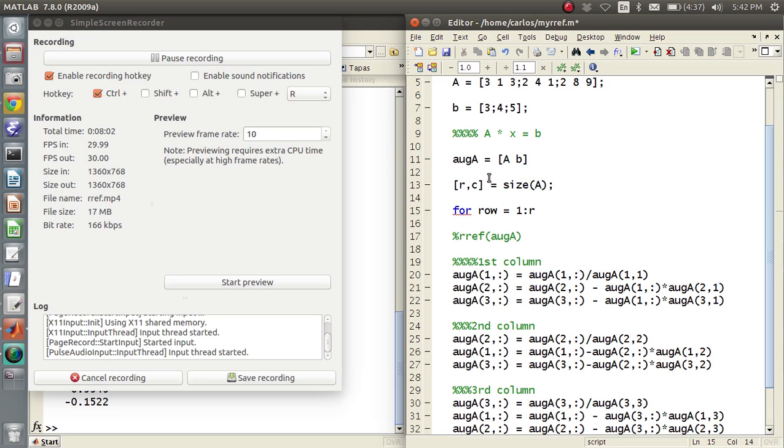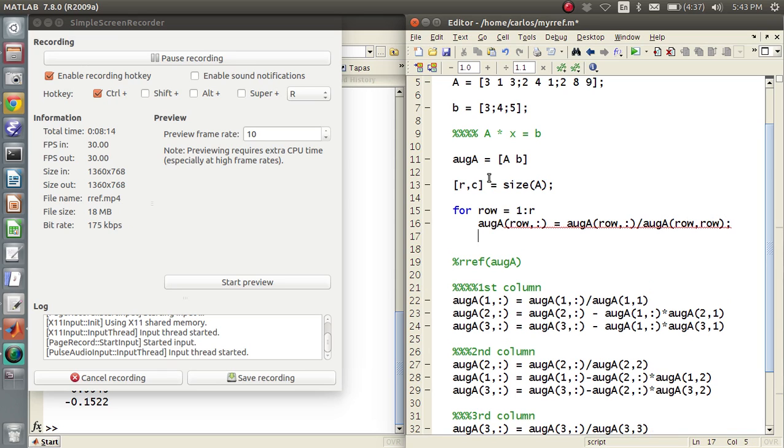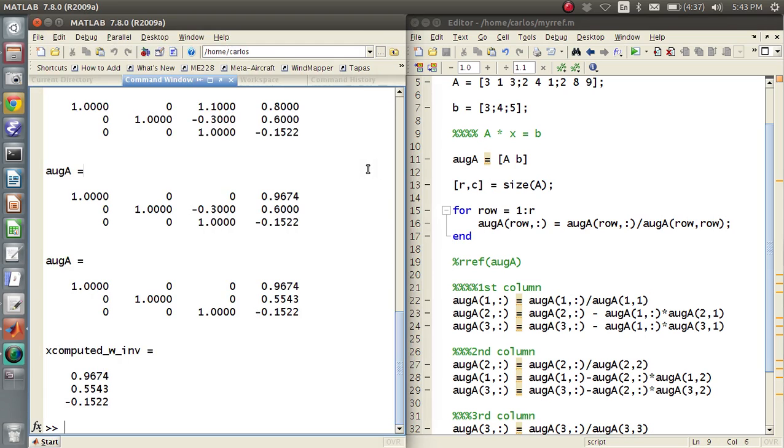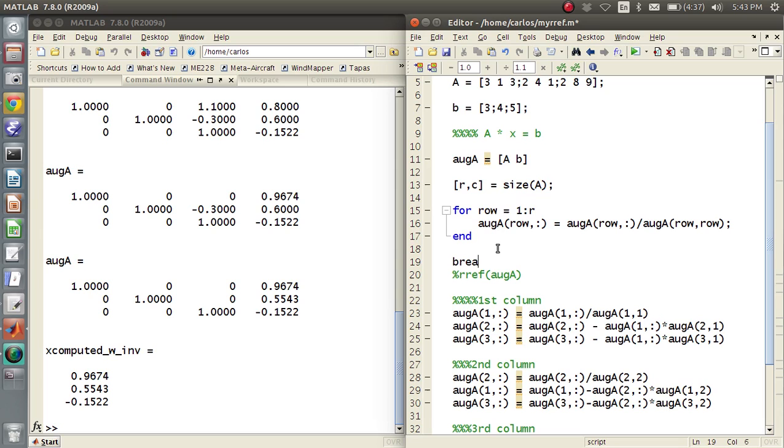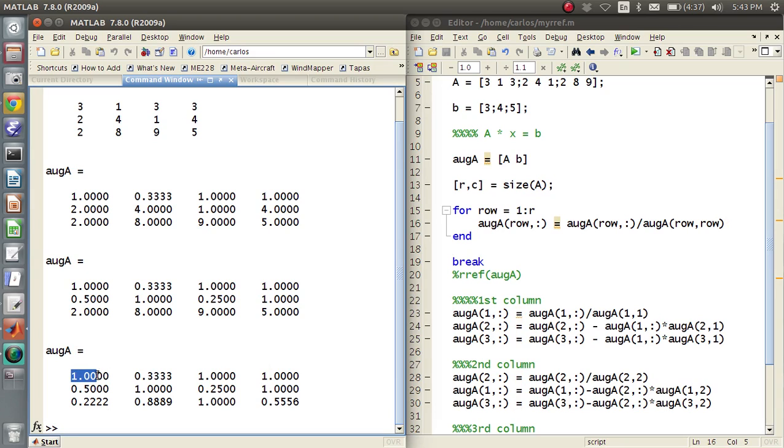Then basically I'm going to say aug_a, and instead of writing a 1, I'm going to do row, all equals aug_a row, all divided by aug_a row, row. And then I'm going to end it right there. Now, if I run this, I'm going to put a break here, and get rid of the semicolon. Notice that I've got a 1 here.